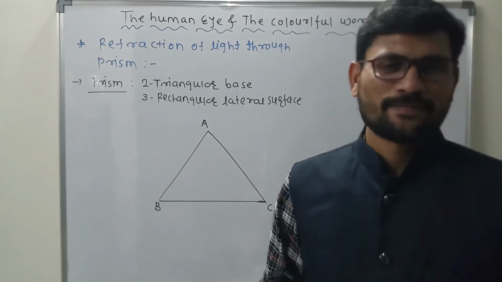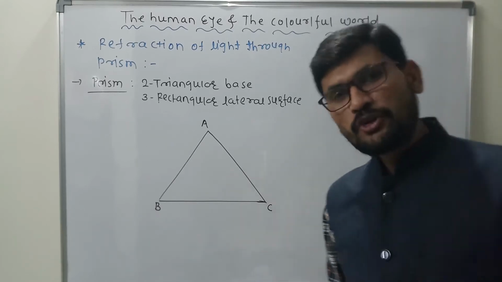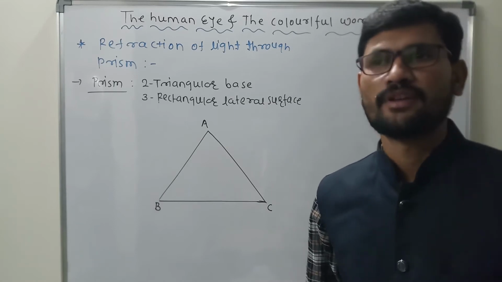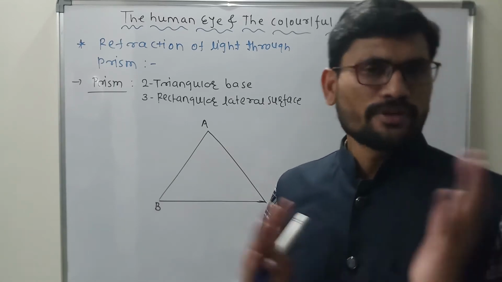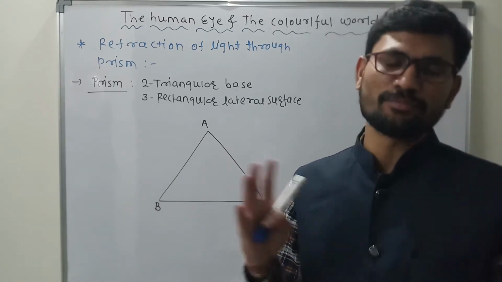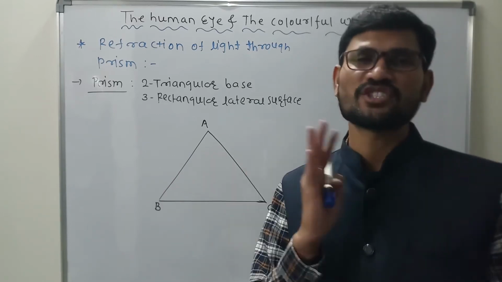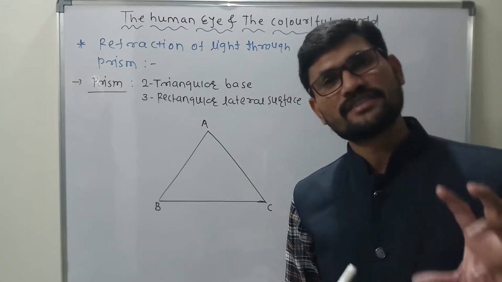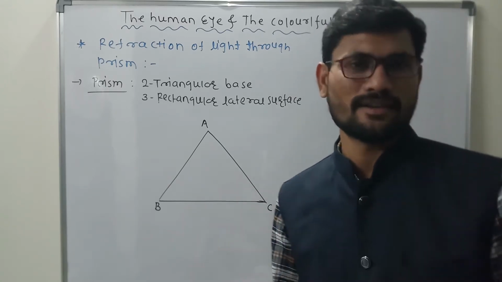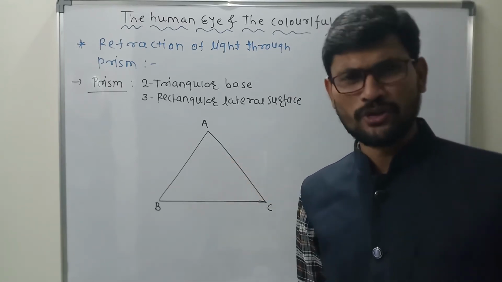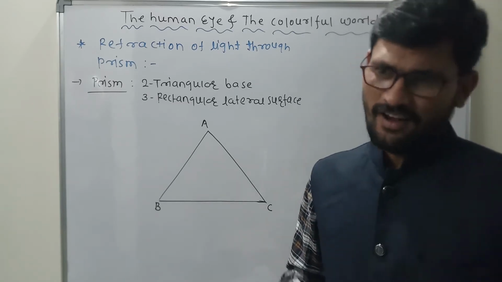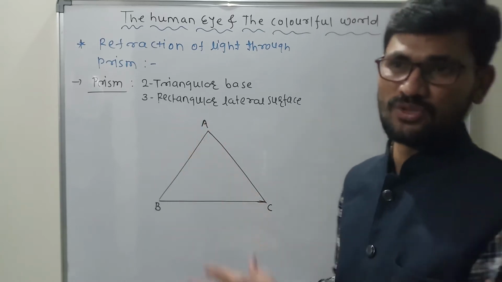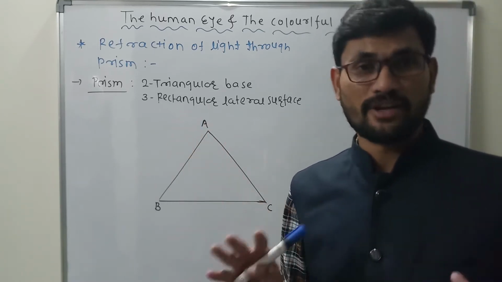Hello students, in this video we are going to understand the refraction of light through a prism. Many students might be aware of what a prism looks like, isn't it? It is a transparent glass material which has 2 triangular bases and 3 rectangular lateral surfaces, from which light is going to be refracted. All these things are related to the reflection of light that we have seen in the light chapter. Hope everyone is very much aware of that.